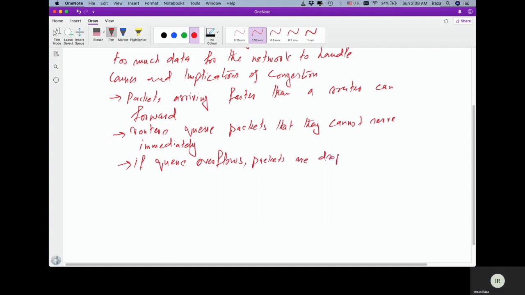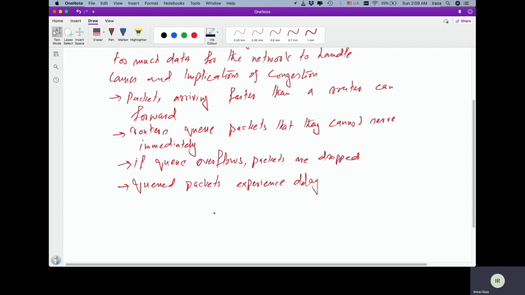But what's the problem in such a case? Because if packets are dropped, there will be more retransmissions, right? And this will add more to the congestion. And there's also a possibility that queued packets experience delay. What if a packet is waiting inside the network and it is experiencing a delay? This might also result in a retransmission, adding more to the congestion.